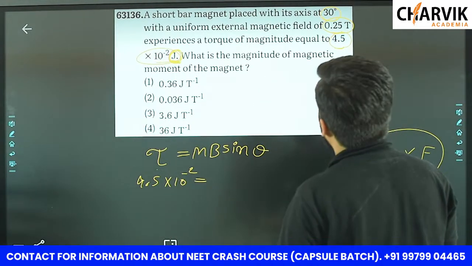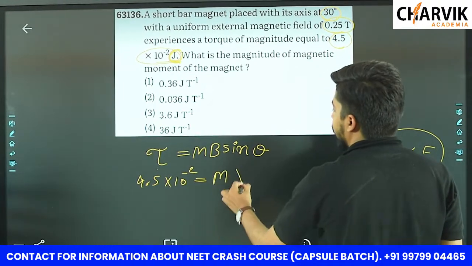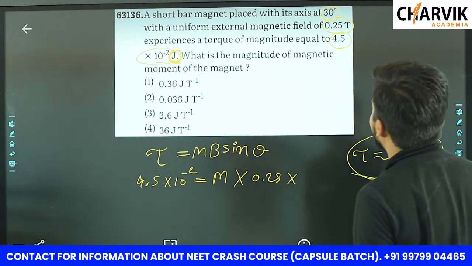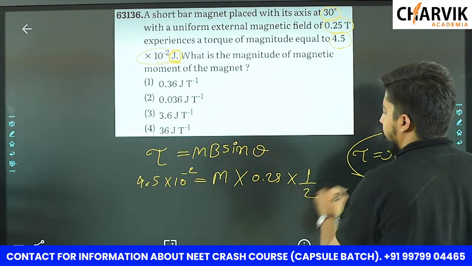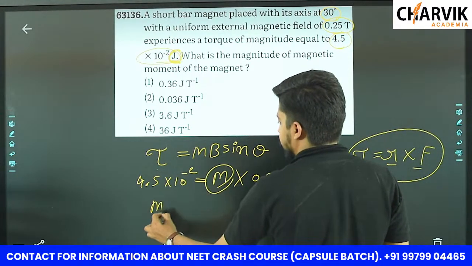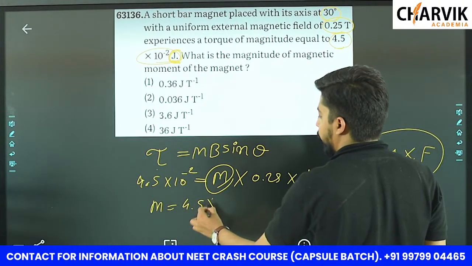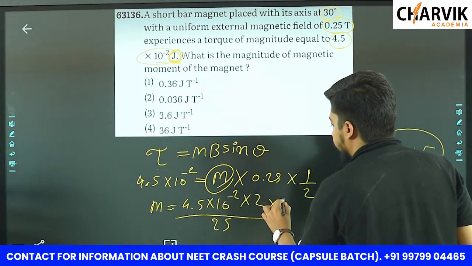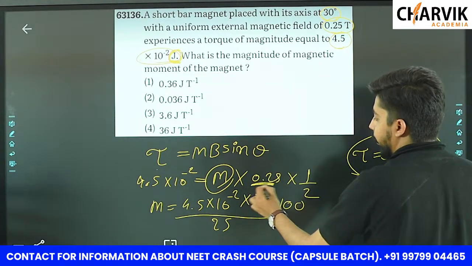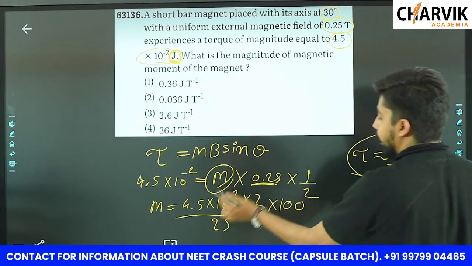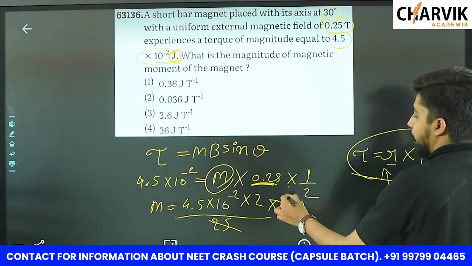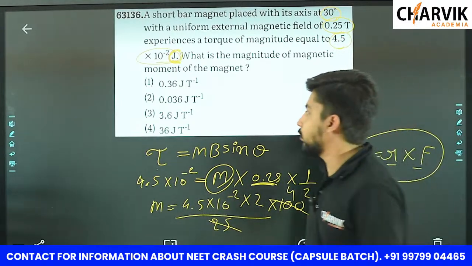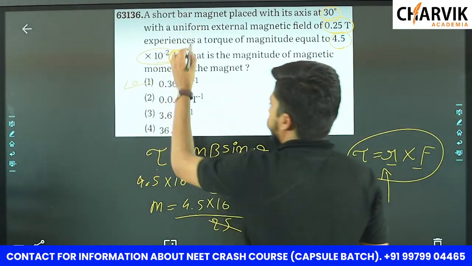Okay, so now the value is given. What is the value of capital M? We need to find that, into magnetic field, which is given as 0.25, into sin theta. Sin 30 value is 1/2. Just make this the subject, which gives the value M is equal to 4.5 into 10 raised to minus 2 into 2, divided by 25 into 100, because it is 0.25. 25 divided by 100, and that 100 goes into the numerator, so it becomes 4. Just solve this, put the values in the calculator, and you will get the answer, which is 0.36.